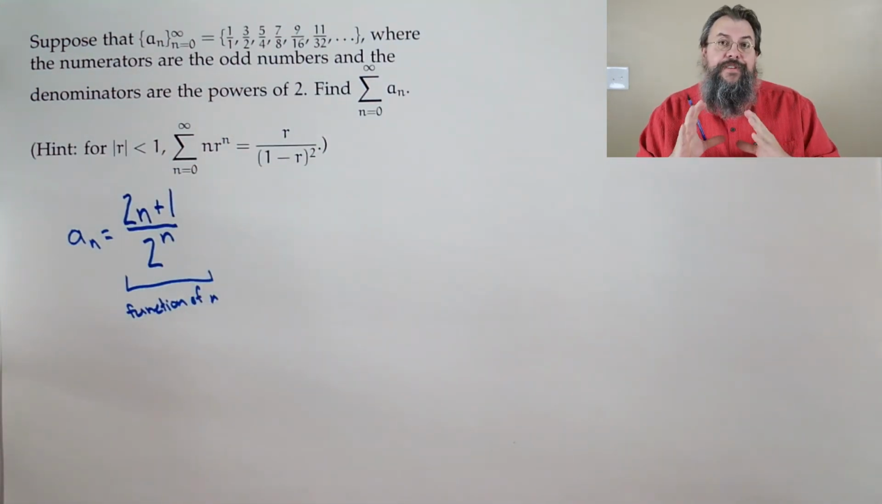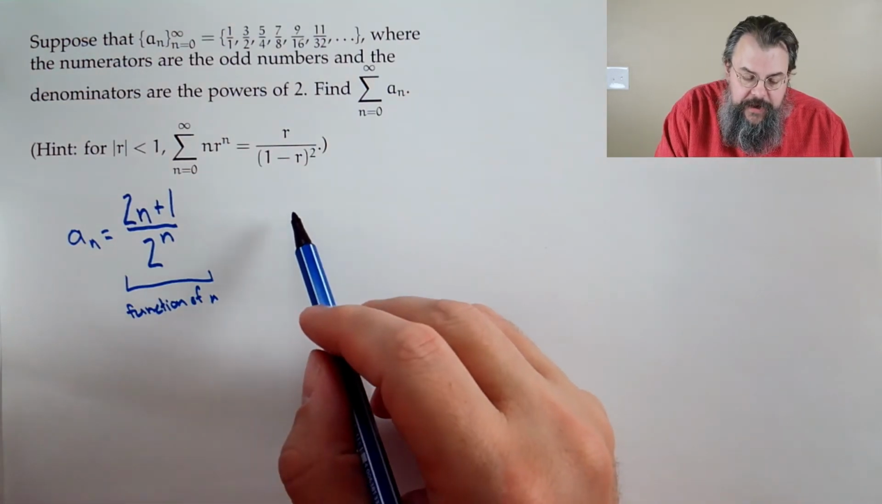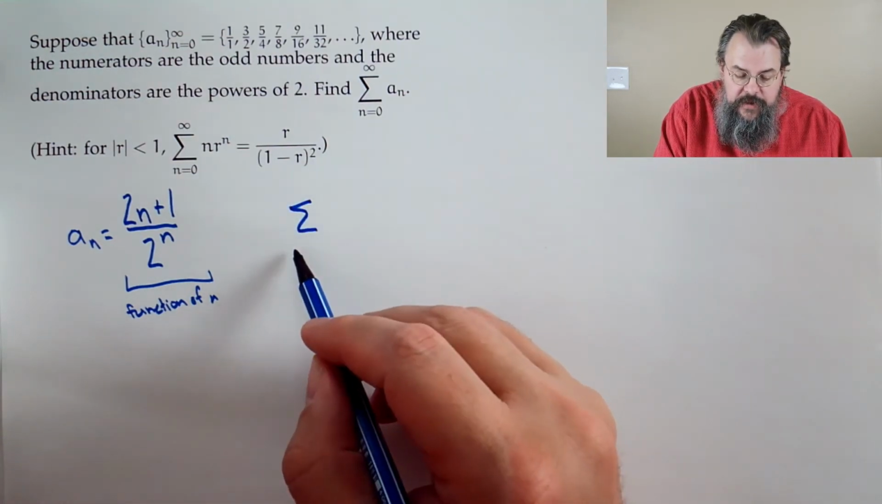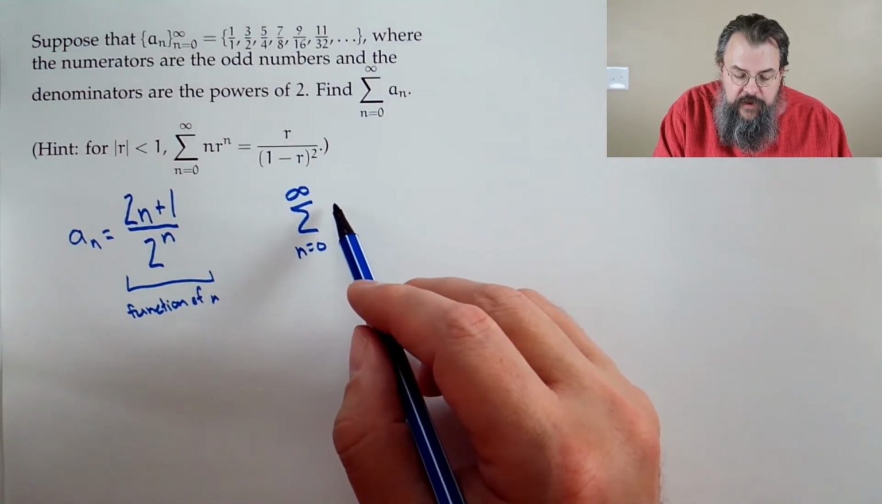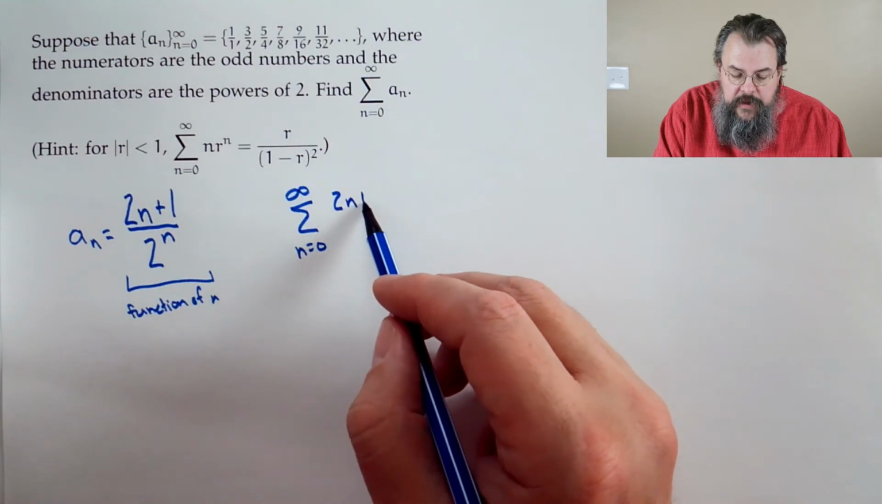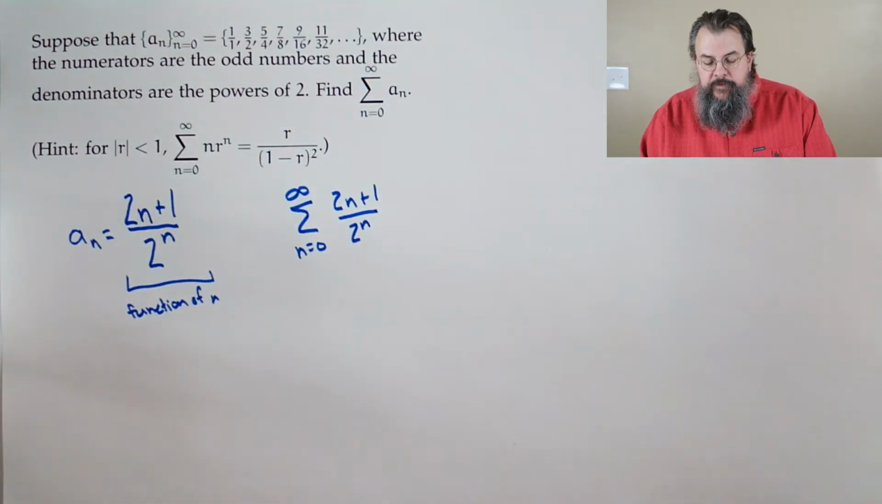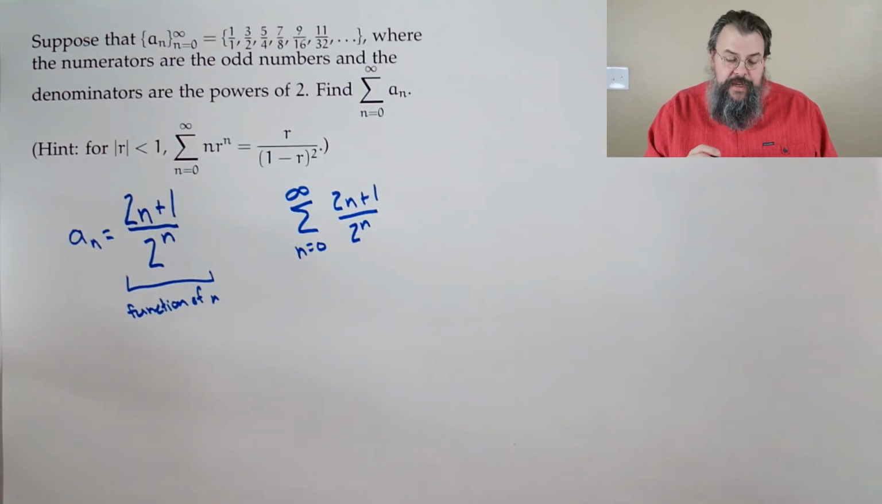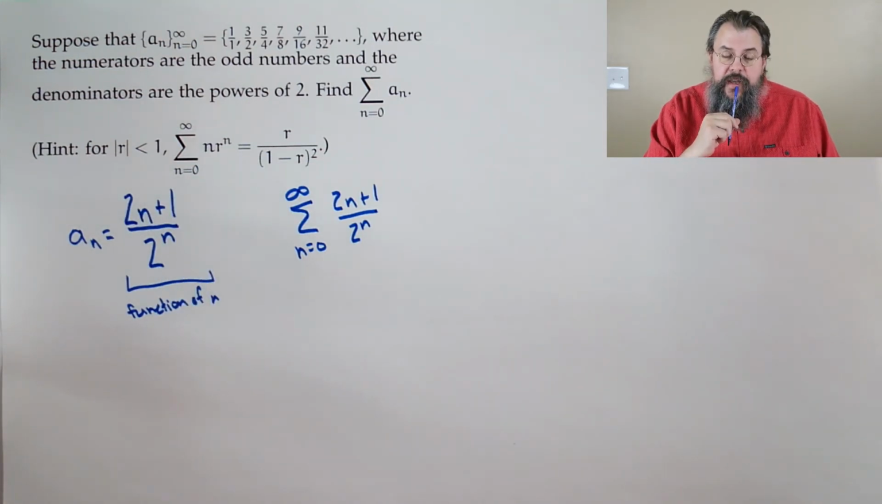Okay, this is good. Now that we have a formula, we can start thinking about our sum. So our sum, n equals 0 to infinity of a sub n, it's really the sum of 2n plus 1 over 2 to the n. Now, we have to be careful here. It's not that, not yet. But what can we do?